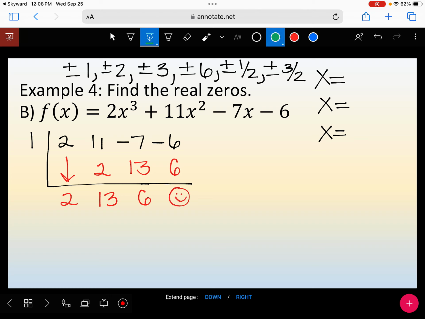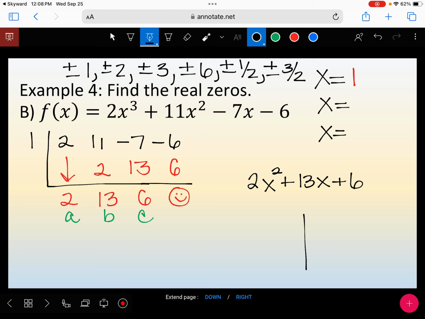This is A, B, and C. So that means, let's go ahead and put that. X equals 1, that's my first answer I got. So we got one answer. Now we need to find the last 2. To find the last 2, we need to factor. So we got 2x squared plus 13x plus 6. We cannot do a shortcut because A is not 1.